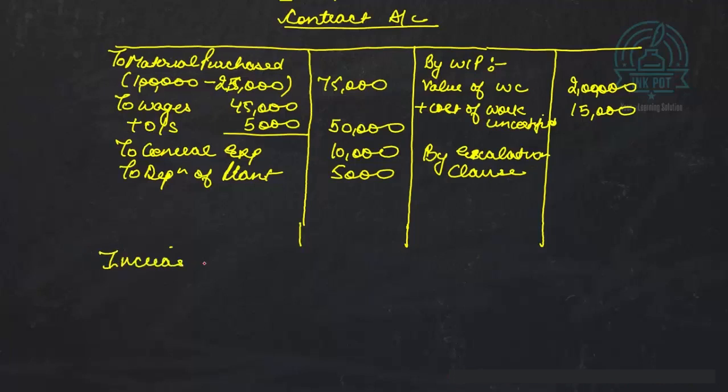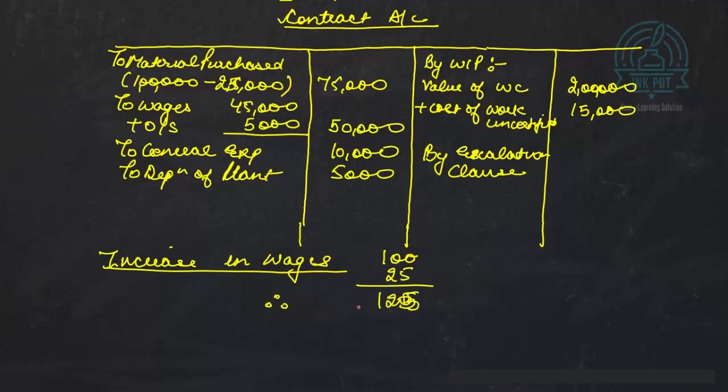Increase in wages. So what is the increase in wages? Let the original wages be 100. So we know that the price of wages increased by 25%. So 25% of 100 is 25. Therefore increased wages is equal to 125.